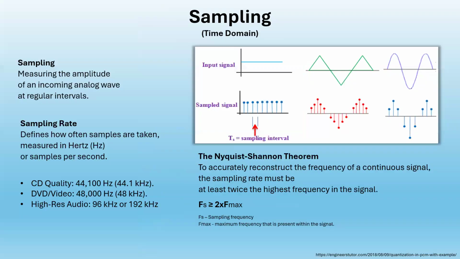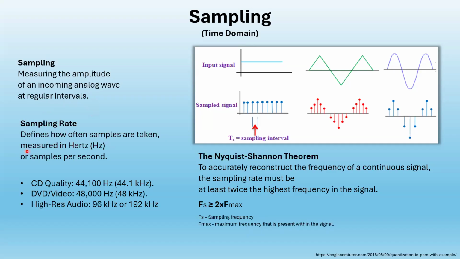All right, sampling. As far as digital sampling, sampling is measuring the amplitude of an incoming analog wave at regular intervals. That's basically, if you want to close this idea in one sentence, that would be it. But then, of course, we can elaborate a little bit on this.